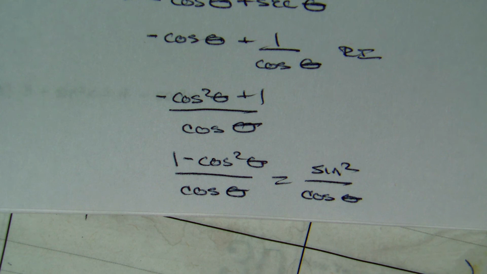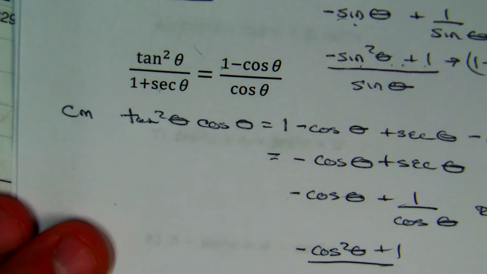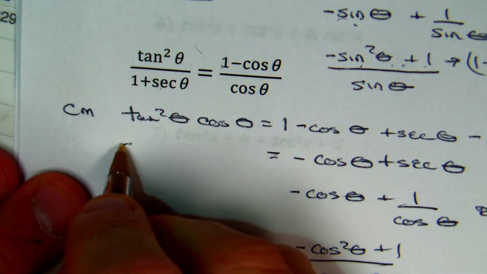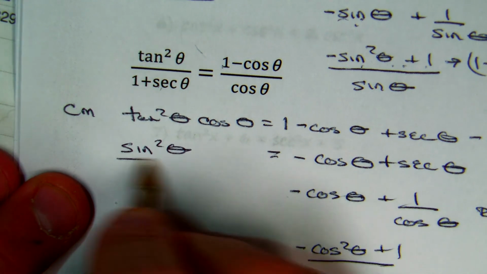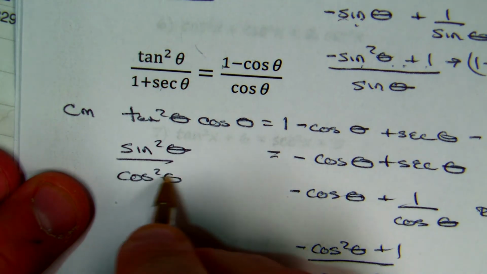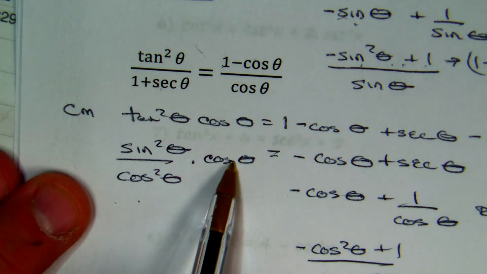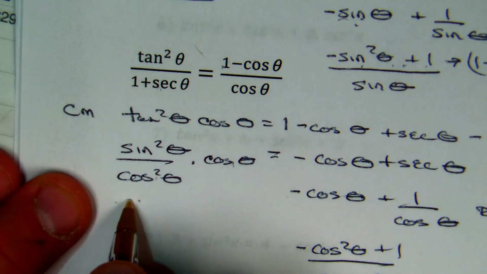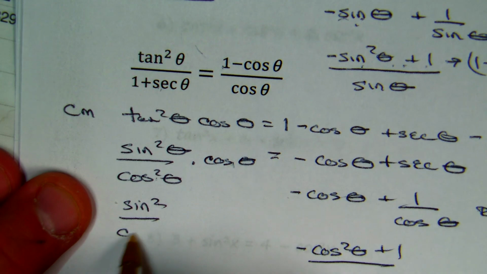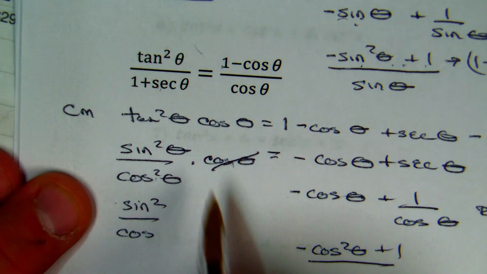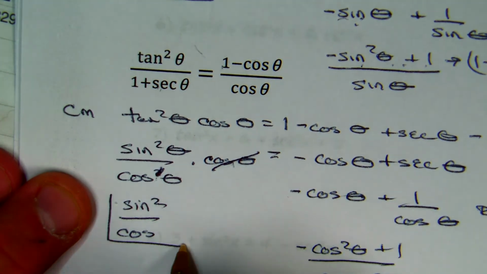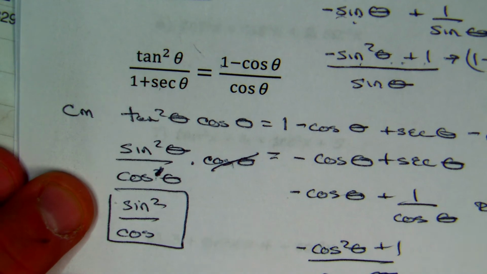Alright. I come over here now, tangent squared times cosine, sine squared over cosine squared. Whenever I have something squared in just that thing, it cancels out the square, so I end up with sine squared over cosine, and it cancels that out and that, and then you'll realize the two expressions are exactly the same.